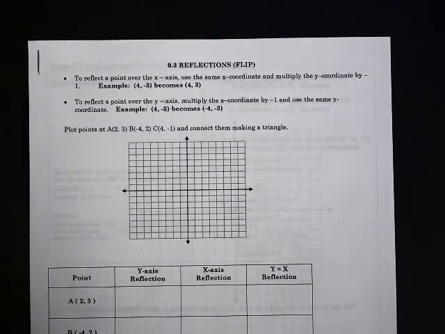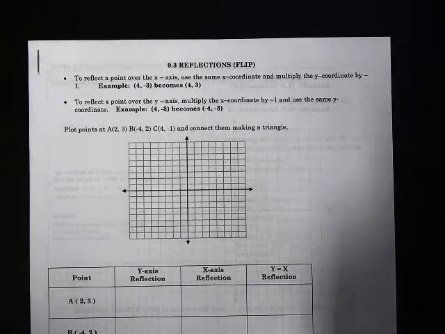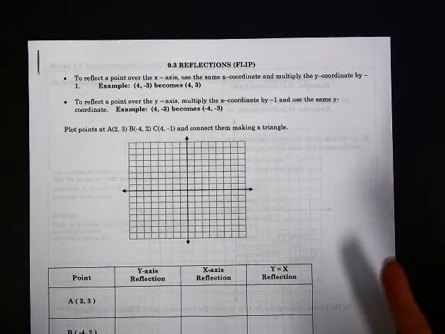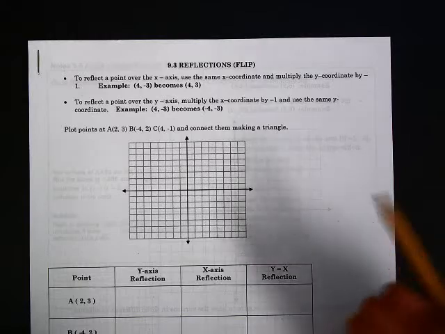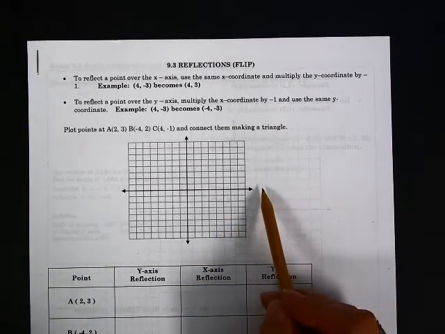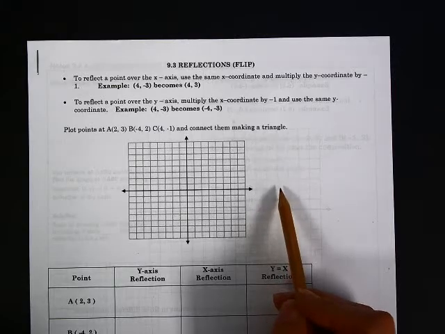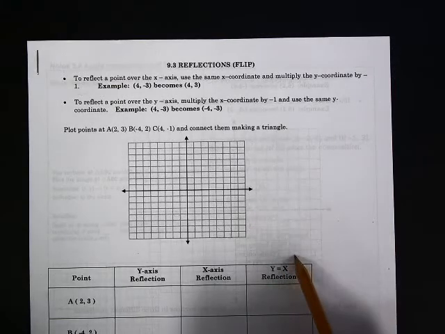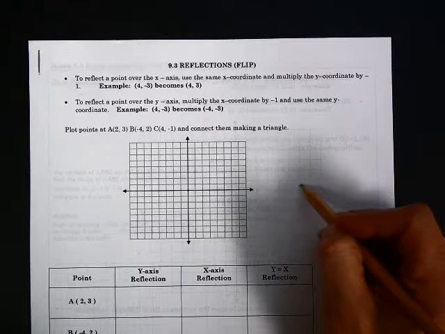All right, lesson 9.3 is over reflections, which is a transformation that basically flips an image. And we flip this image over a particular line. My rule of thumb is every line has a different rule of what you apply to it. So the easiest way to do it is to use the line as the mirror.